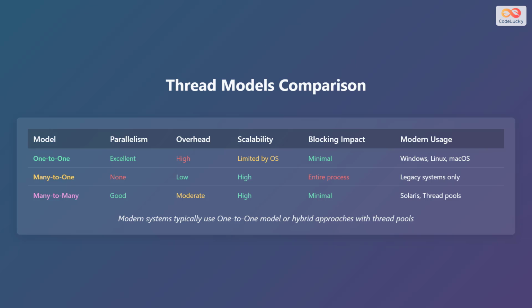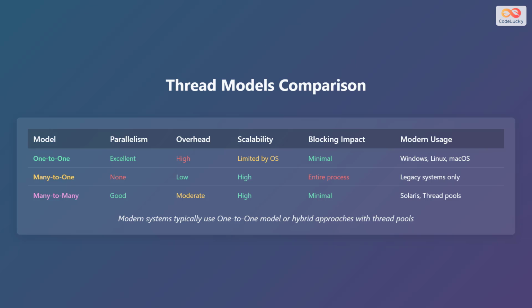Here is a comparison of the different thread models. The one-to-one model provides excellent parallelism with minimal blocking impact, but suffers from high overhead and scalability limited by the operating system. It is used in modern operating systems like Windows, Linux, and Mac OS.